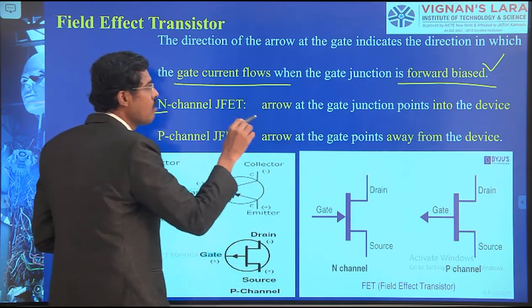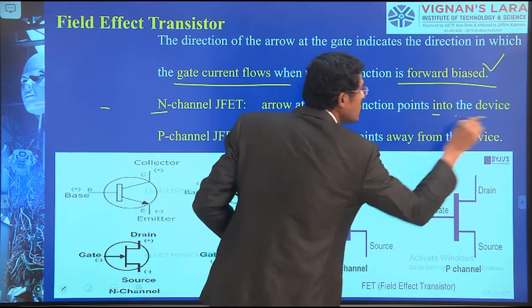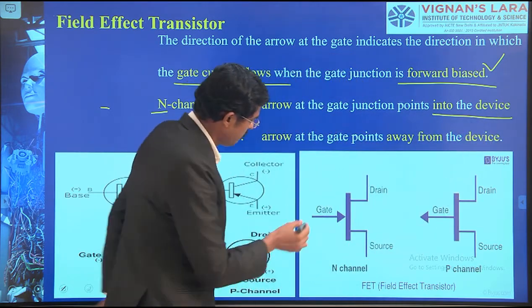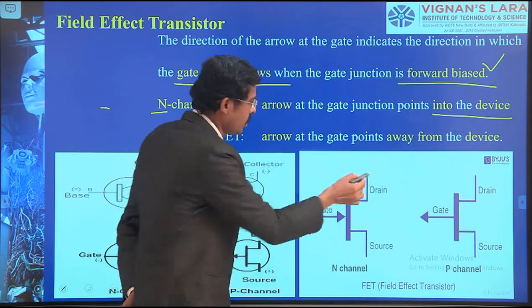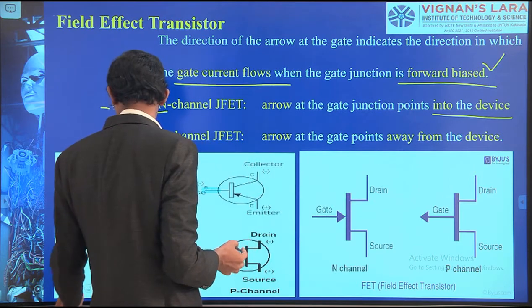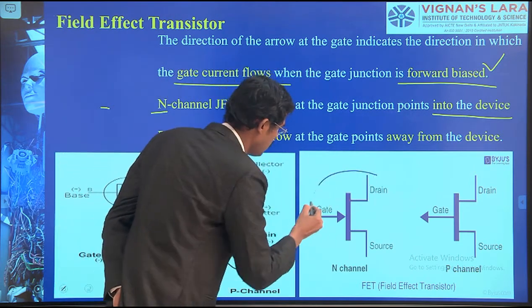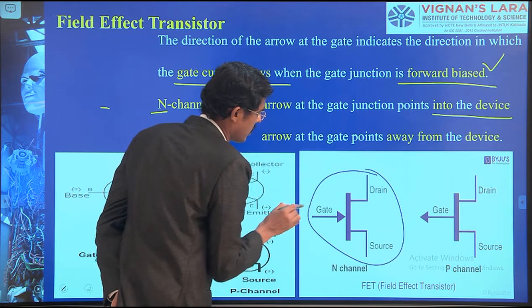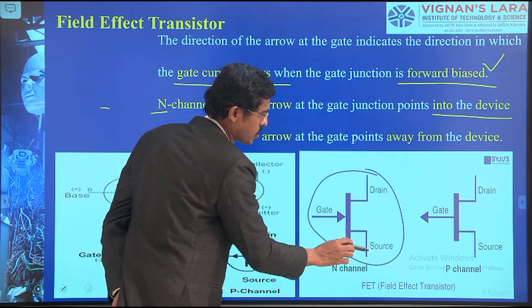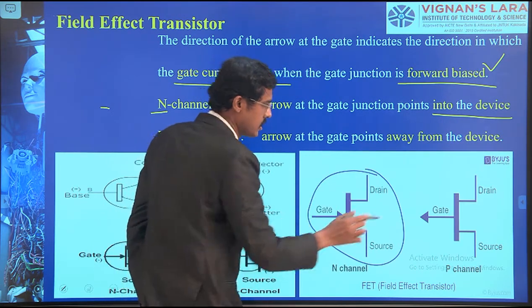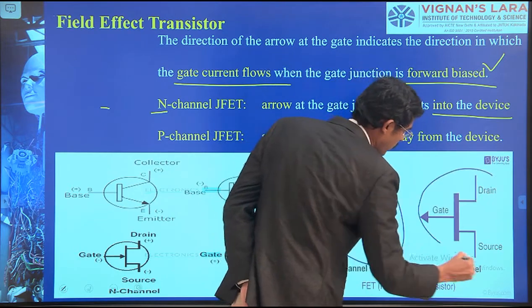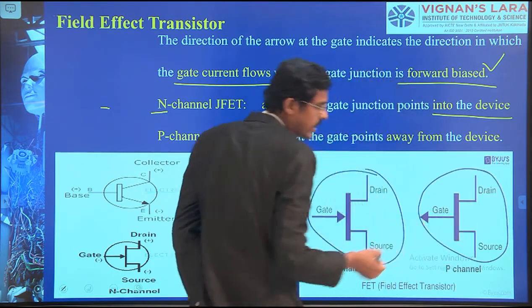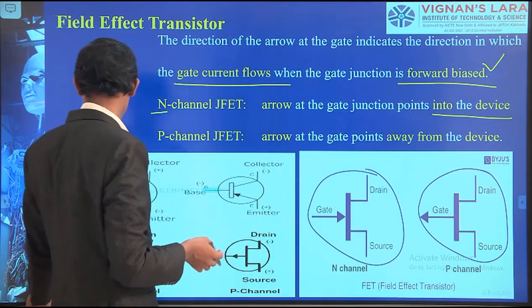For the N channel, the arrow at the gate junction points into the device. I am talking about the symbol. So we have to draw the gate, drain and the source, and put the arrow inside. Similarly, for the P channel you have to put the arrow outside the gate. Okay, it's simple.